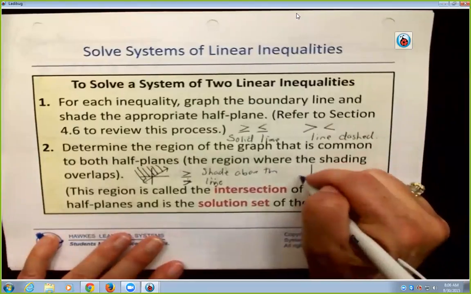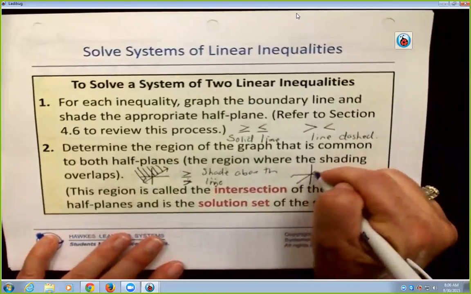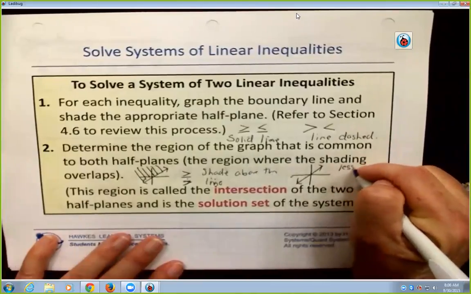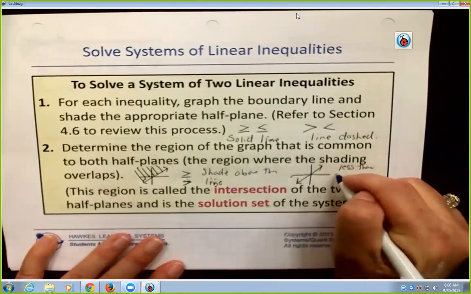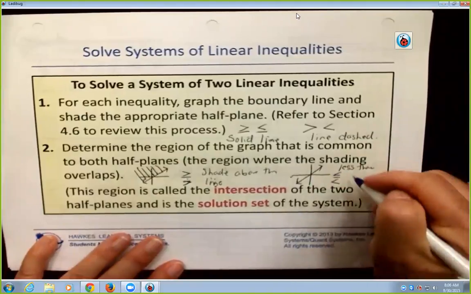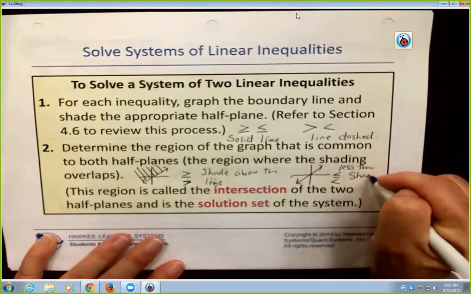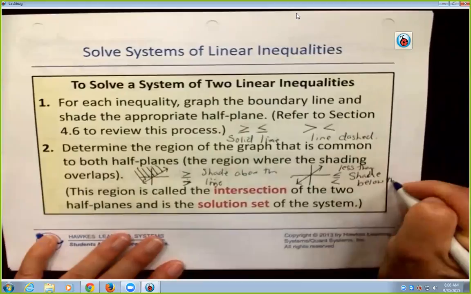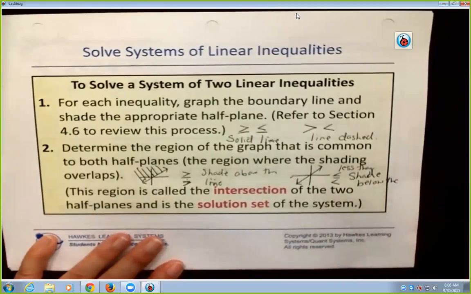If it's a less than, I'll put the same line in here. If it is a less than, so a less than or equal to, or just a plain old less than, you're going to shade below the line.